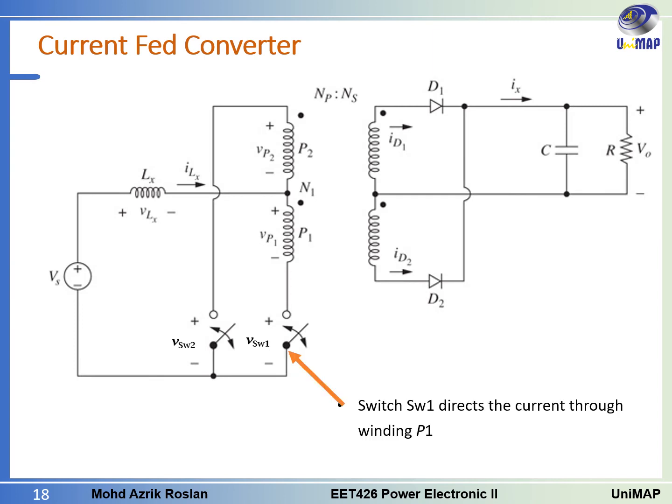And then when switch 1 is closed, it will direct the current through the winding V1. Let's say this one is closed, so we will have the current coming from here, and then it will go to this point. This is what happens when we have switch 1 closed. The switch will direct the current it receives from this point, from the ILX here, to this switch, and then complete the loop.